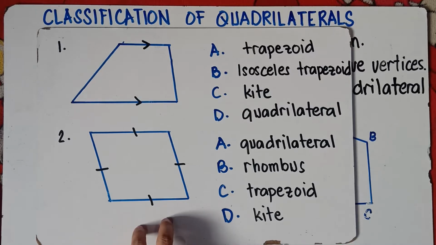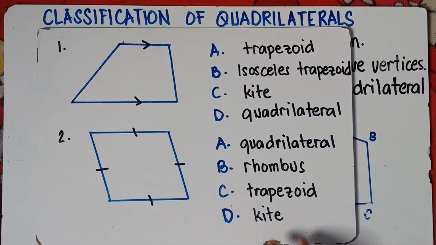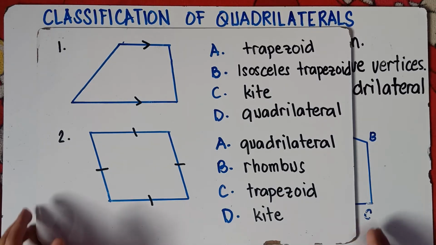And for number 2, you have given markings, 4 sides are equal. So is it A, quadrilateral, B, rhombus, C, trapezoid, or D, kite? We will be answering that step by step later on. Before we go to the types of quadrilateral, we need to understand more what a quadrilateral is.